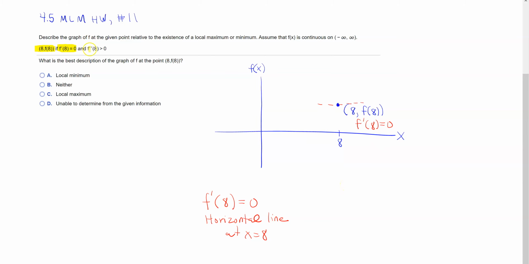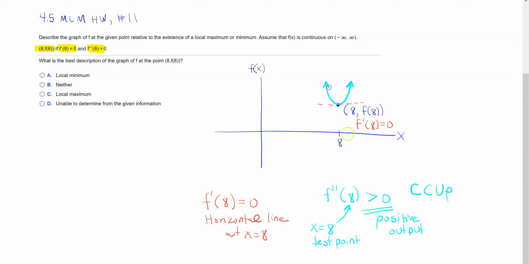Then the third clue it gives me is that if I put 8 into the second derivative, it would be greater than 0. Greater than 0 means it's a positive output. So think about a sign chart for the second derivative. If I did a test point, so think about x equals 8 being my test point, and I got a positive output, that would mean my graph was concave up at that point. So I know my graph is going to be concave up when x equals 8.